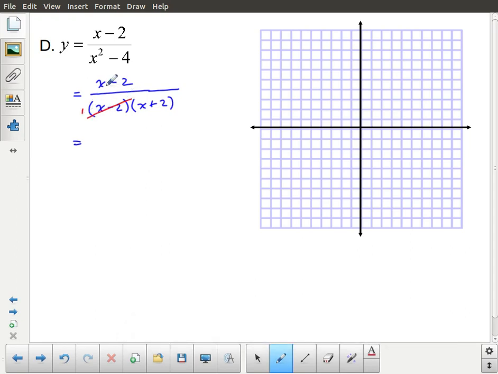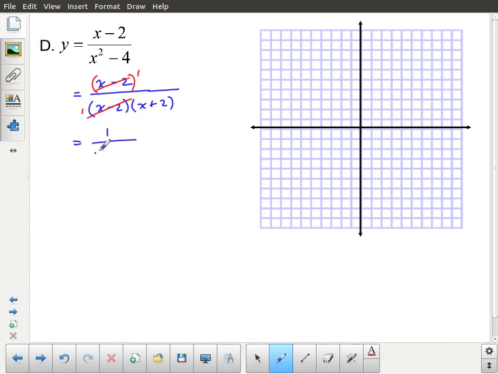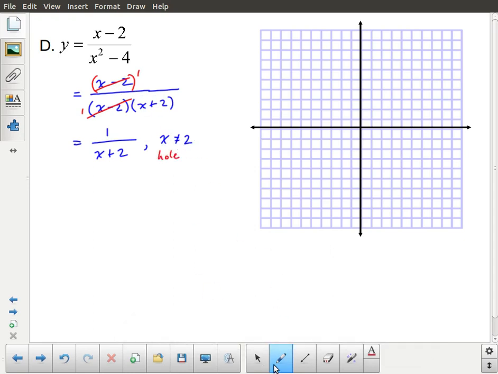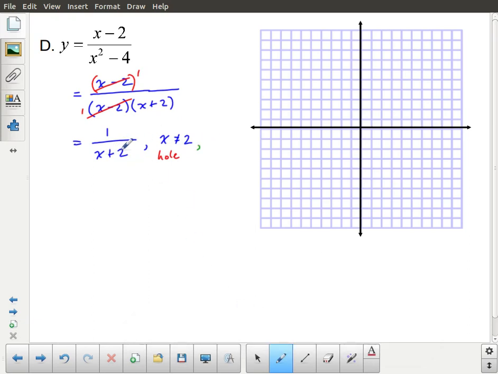I've got common factors in the numerator and denominator, and those divide out, becoming 1s. That gives me my new expression, 1 over x plus 2, and I have to make note of the restriction that has been added here, which is x not equal to 2, and that is going to be a hole. But I have another restriction that I need to make note of here, which is this denominator, because it's not allowed to be 0 either, and that gives me x equals negative 2, and in this case that is a vertical asymptote.